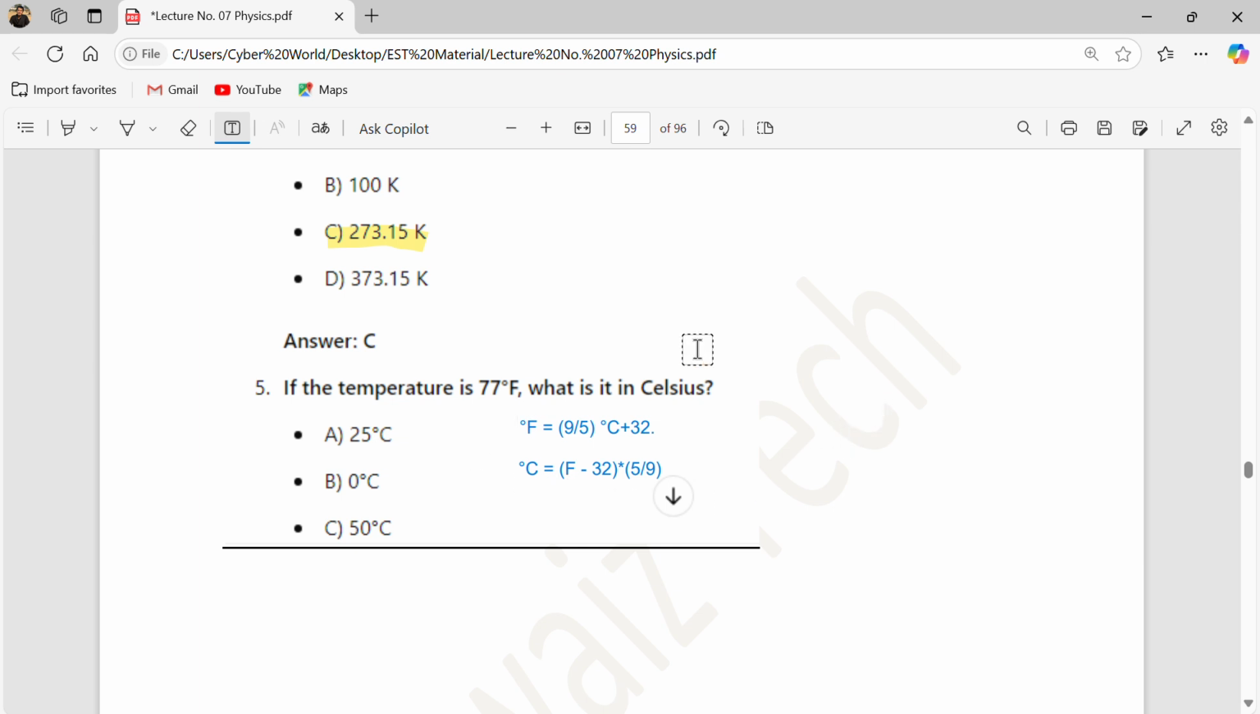So this is the relationship between Fahrenheit and Celsius. Fahrenheit is equal to 9 divided by 5 multiplied by Celsius plus 32, and 9 by 5 is basically 1.8. So if a value of Celsius is mentioned, just put it in and you get Fahrenheit. But if the value of Fahrenheit is mentioned, like in this problem, which is 77, we have to put the value of 77 here. So 77 minus 32 multiplied by 5 by 9, we get the answer, which is 25.